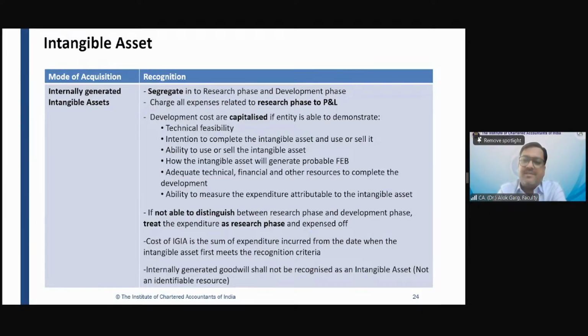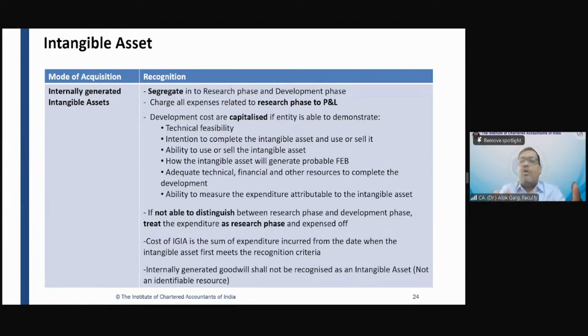What is meant by research phase? Research phase is a phase where knowledge is acquired. The entity was developing knowledge, applying a lot of permutation and combination, and acquiring knowledge. And what is the development phase? Development phase is a phase where the company is applying knowledge. In research phase, acquisition of knowledge is there. In development phase, application of knowledge is there.